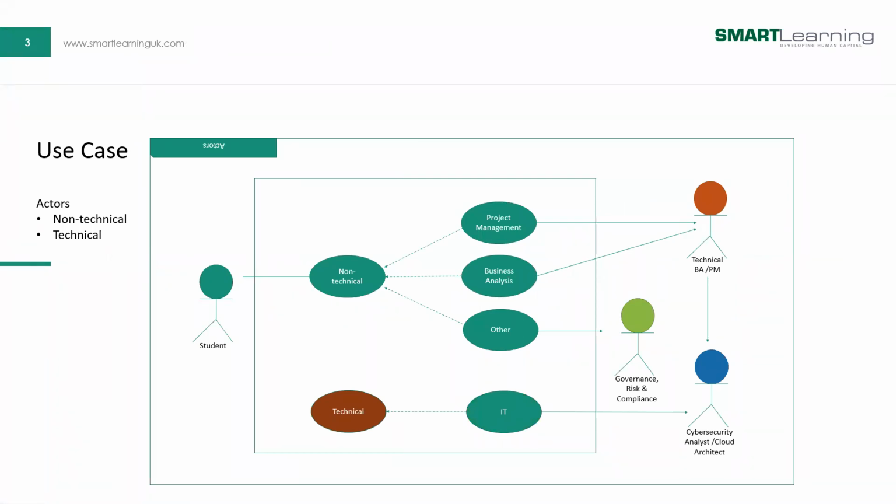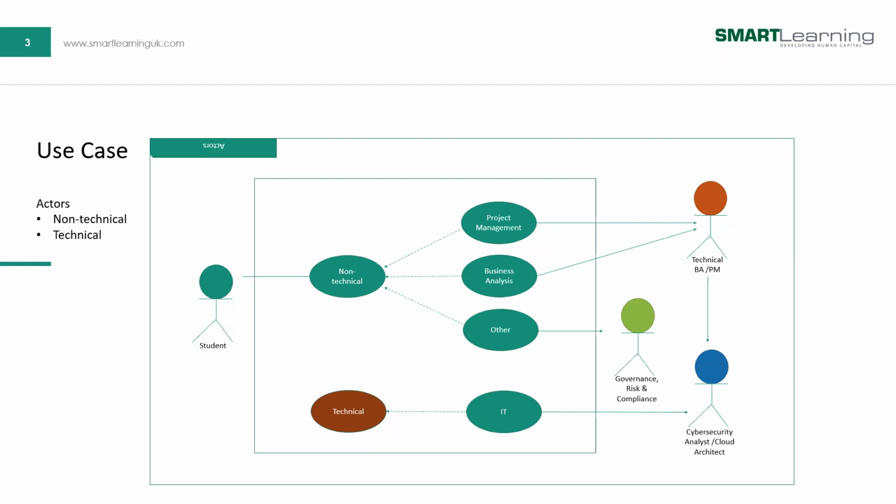So ignore the arrows. They are showing downward, but ignore it. The use case here that I'm going to be considering today to explain this journey to you is that I'm looking at two use cases. Number one, the non-technical, and number two, the technical. And when I say use case, when I say actor, I'm referring to you, my audience, tonight.